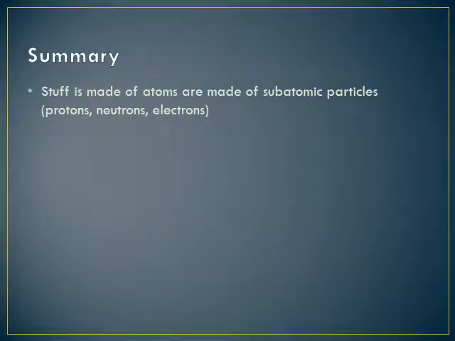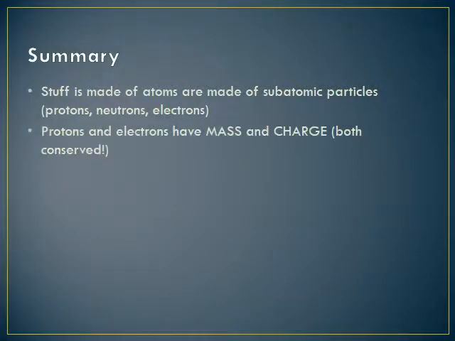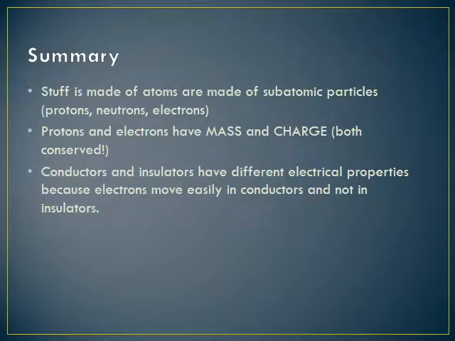In summary, the stuff around you is made up of atoms, which is made up of subatomic particles: protons, neutrons, and electrons. Protons and electrons have these two fundamental properties, mass and charge. We've spent a good amount of time on mass already. We're going to now get into this idea of charge, but both of those properties are conserved. Conductors and insulators are materials that have different electrical properties, and electrons move easily in conductors and not so easily in insulators.